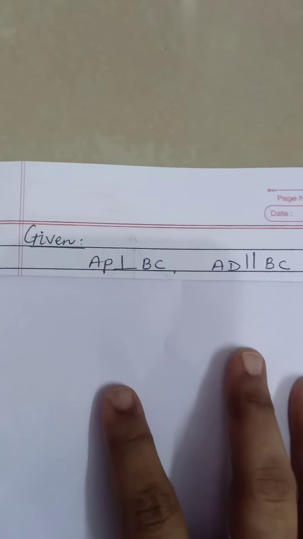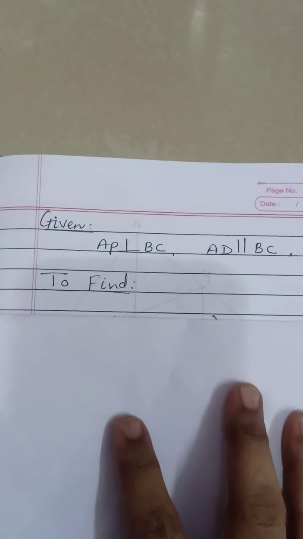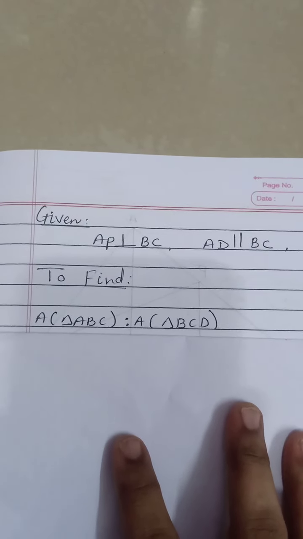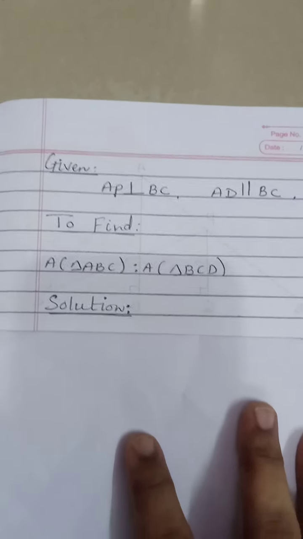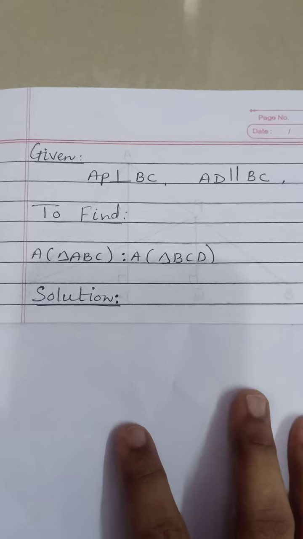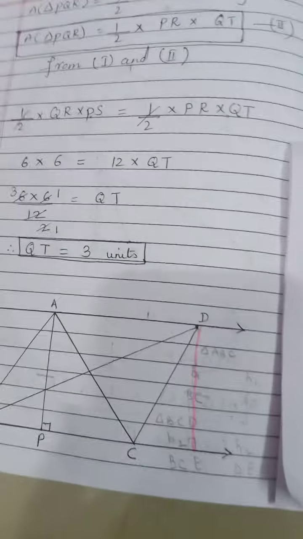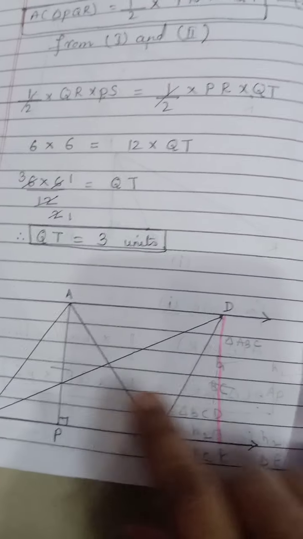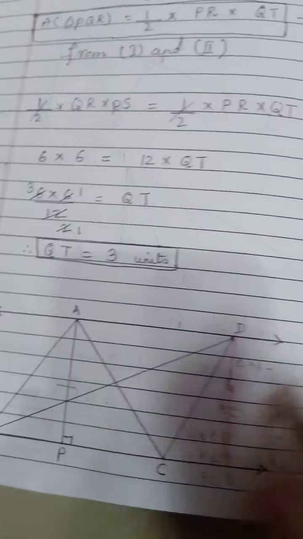So we will see how to solve it. First of all, I have written "given", then whatever we have to find, I have written "to find". Then we'll start our solution. In the solution, we first write the statement that both triangles have equal base, that is BC, as I have explained here. And both triangles lie between two parallel lines. Therefore, they have equal heights also.